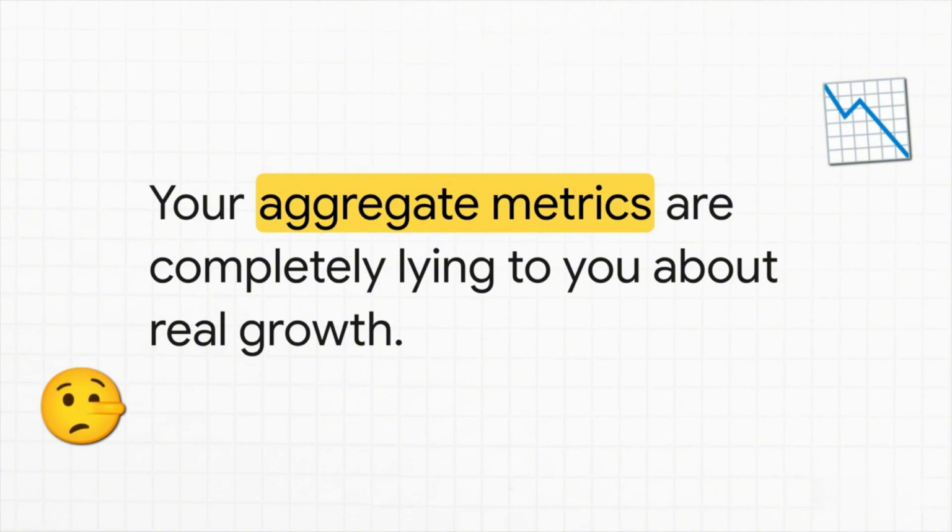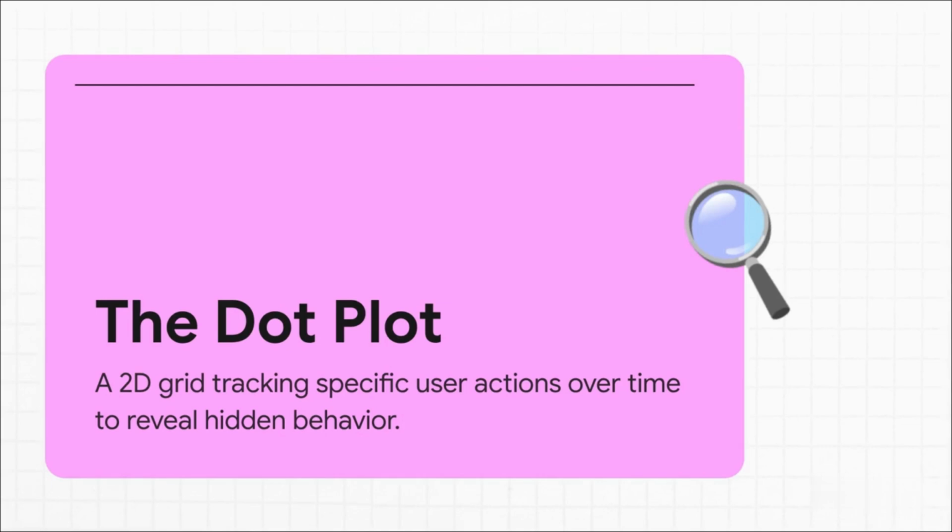So, as the interview laid out bare, your aggregate metrics are probably lying to you. They hide a pretty brutal truth. Sure, the overall numbers might be swelling, but your individual users might not be enjoying or really using the product at all. So what's the actual fix here?